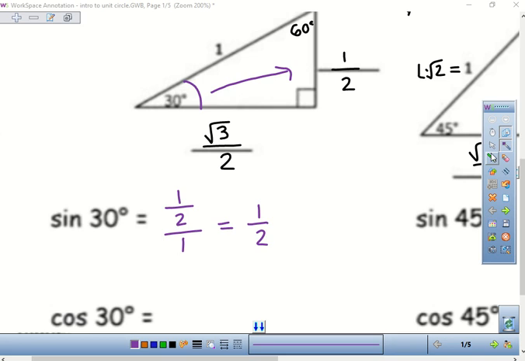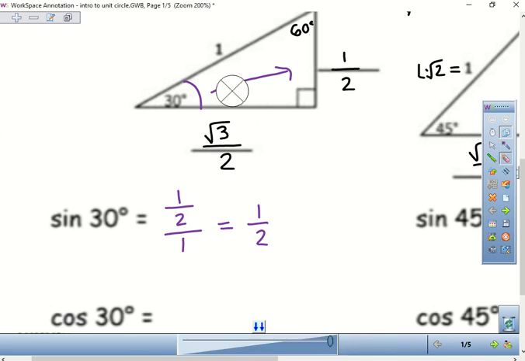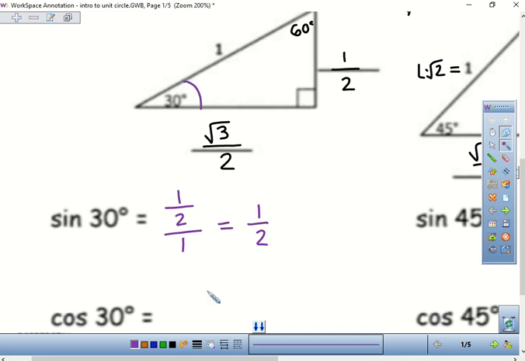So cosine is what over what? Adjacent over hypotenuse. Good. What side is adjacent to the 30 degree? Square root 3 over 2. So it's square root 3 over 2, all over the hypotenuse, which is 1.